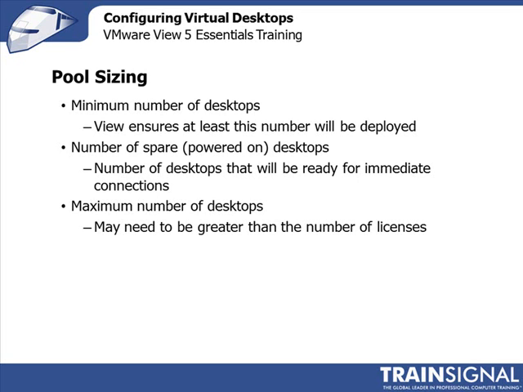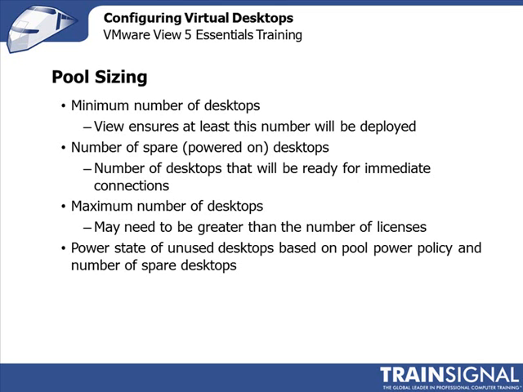So the reason for this is operationally, if I'm doing any type of migrations or as I'm bringing on users, I may need to have enough desktops that are pre-provisioned and ready to go, greater than the number of licenses that I have, so that those desktops will be available. Now, the power state of unused desktops is based on the pool power policy and the number of spare desktops. So both of these factors are taken into account.